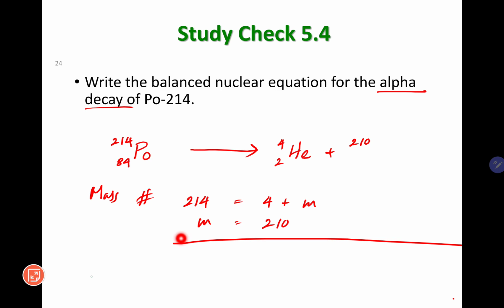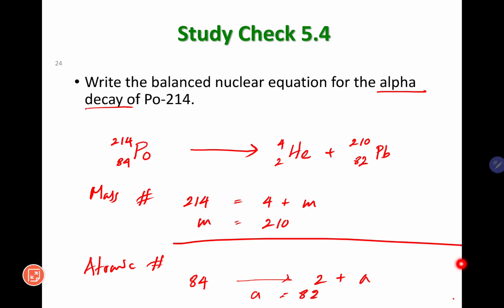And then let's do the atomic number. The atomic number is 84 on the reactant side. On the product side you have 2, and then the unknown, let's call it A. You do the math and you figure out A, which is 82. So 82 is the atomic number. Now you go back to the periodic table and find where 82 is. 82 is the atomic number of lead. So you figure out the element symbol from the atomic number. That is how you do it.